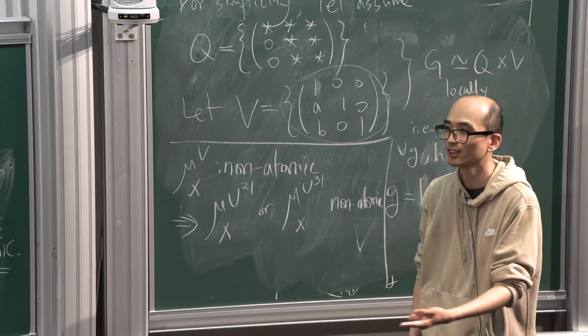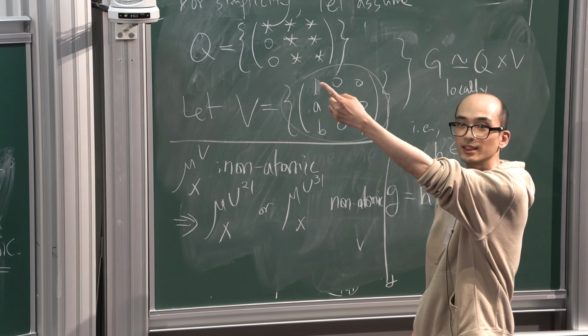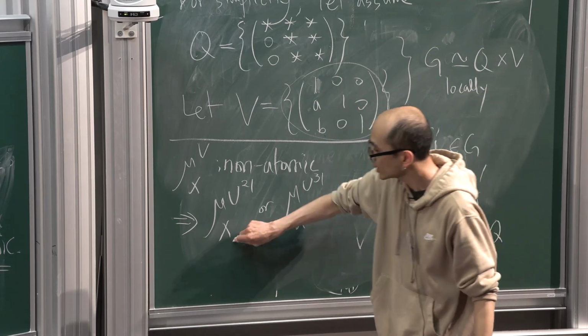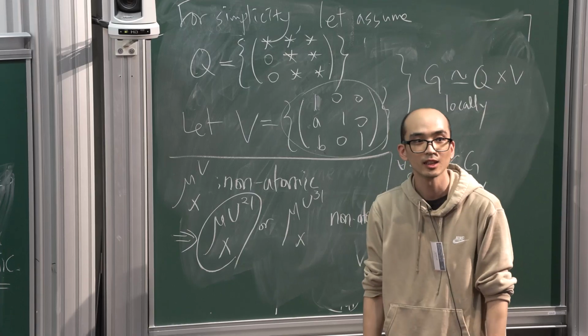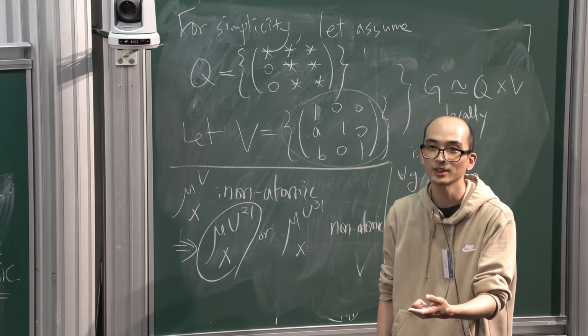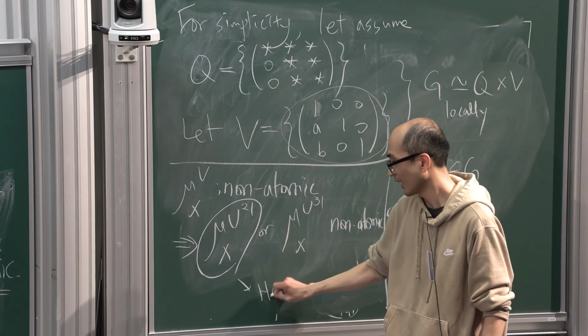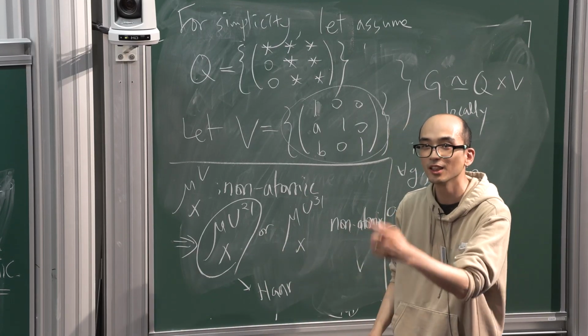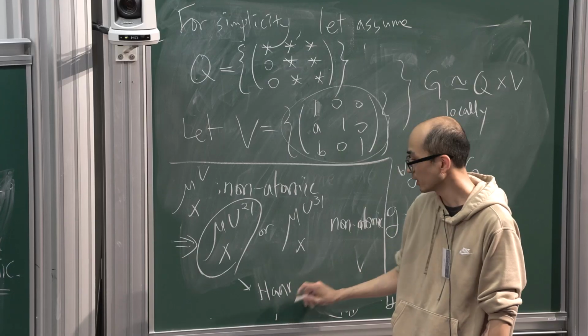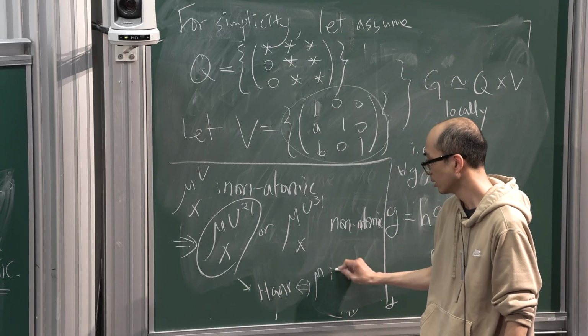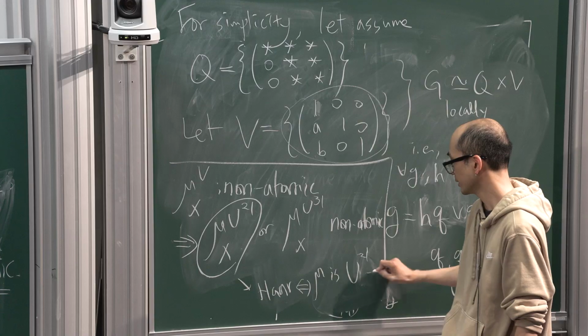But now, can you connect this with the measure rigidity scheme I mentioned here? Let's just assume that this is non-atomic. Then what's the other possibility? Which is Haar. So if this is non-atomic, then this is Haar. And do you remember the one proposition which says that it is Haar if and only if mu is u21 invariant?